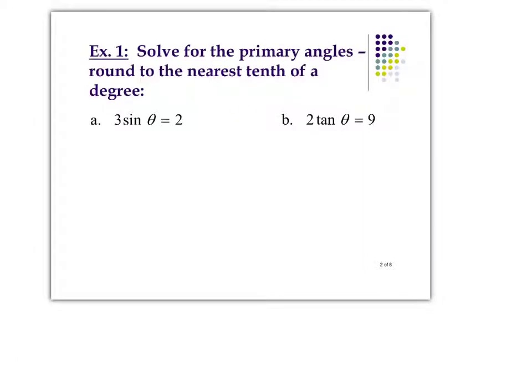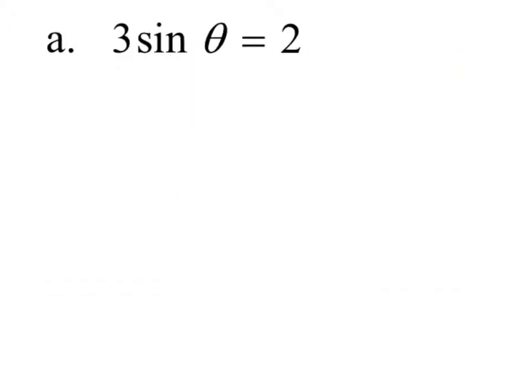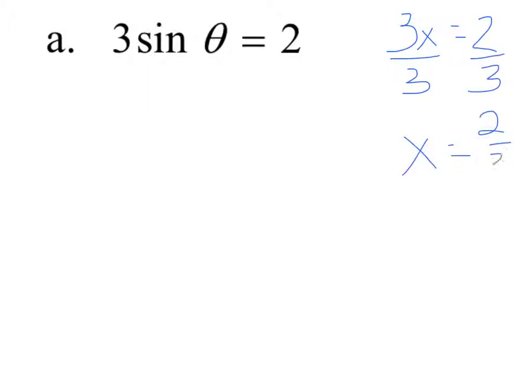Example 1 is asking us to solve for the primary angles, rounding to the nearest tenth of a degree. Example 1a asks us to solve 3 sine theta equals 2. The first thing you want to think about is how you would solve 3x equals 2. You'd isolate x, divide by 3, and x would be 2/3. The same thing is true here. You divide both sides by 3, and you'll have sine theta is equal to 2/3.